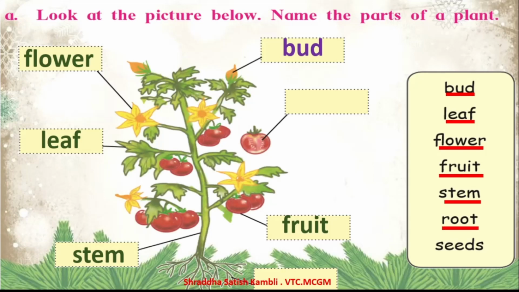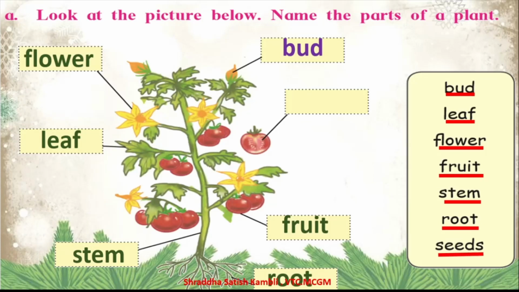R-O-O-T. Root. Now children, all the other parts of the plant, you will find it above the ground. But only the root, you will find it inside the mud. Okay, so here we have the root. Can you see the root? Inside the mud, under the ground. You will not be able to see the root, okay? If you pull the plant out, only then you will be able to see the root. And the last part of the plant that we are going to look at today is seeds.